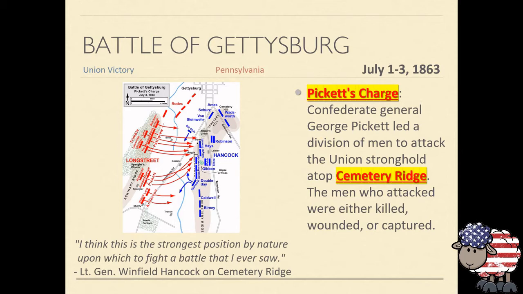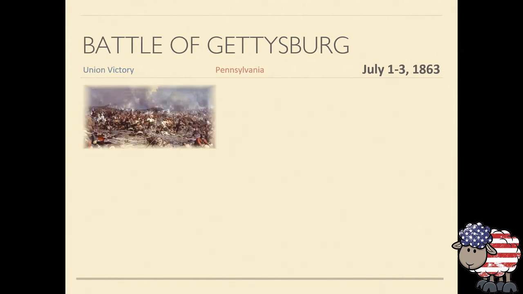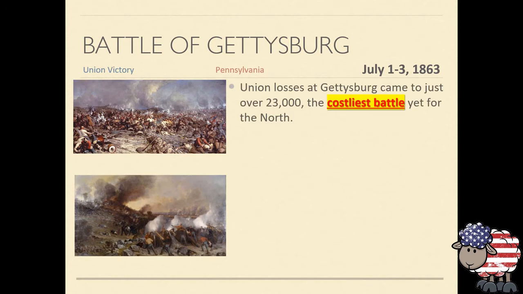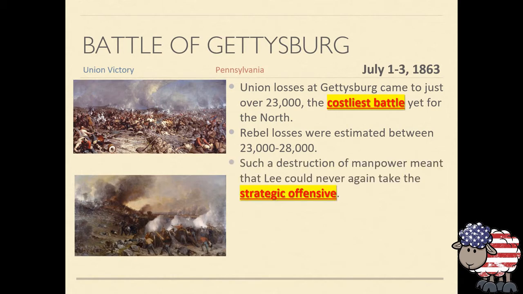Now, the ultimate leader taking extreme ownership: General Lee takes ownership and says all of this has been my fault, about the carnage of Gettysburg. The Union losses at Gettysburg, about 23,000, the costliest yet for the North. Similarly, 23 to 28,000 for the South. Now, this is so significant because Robert E. Lee will never take a strategic offensive against the North again.